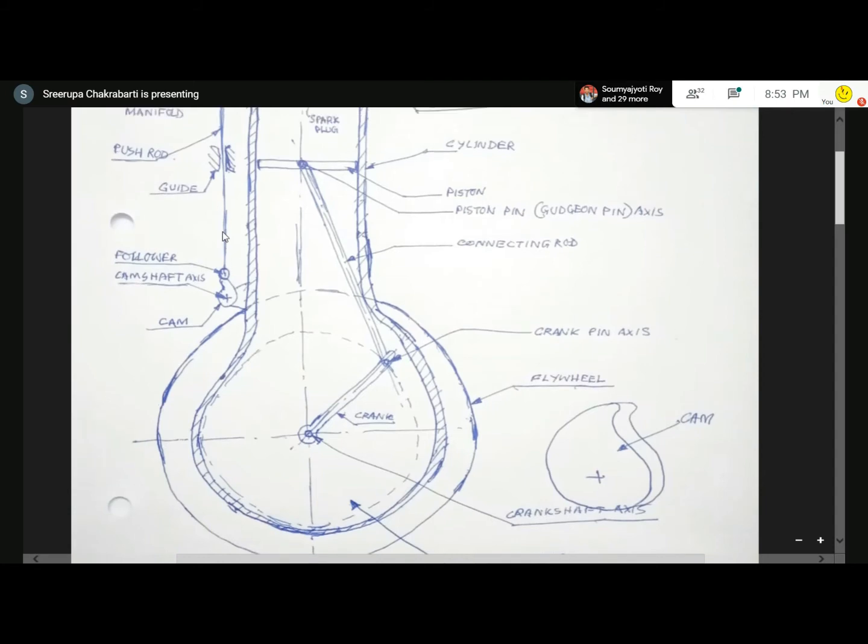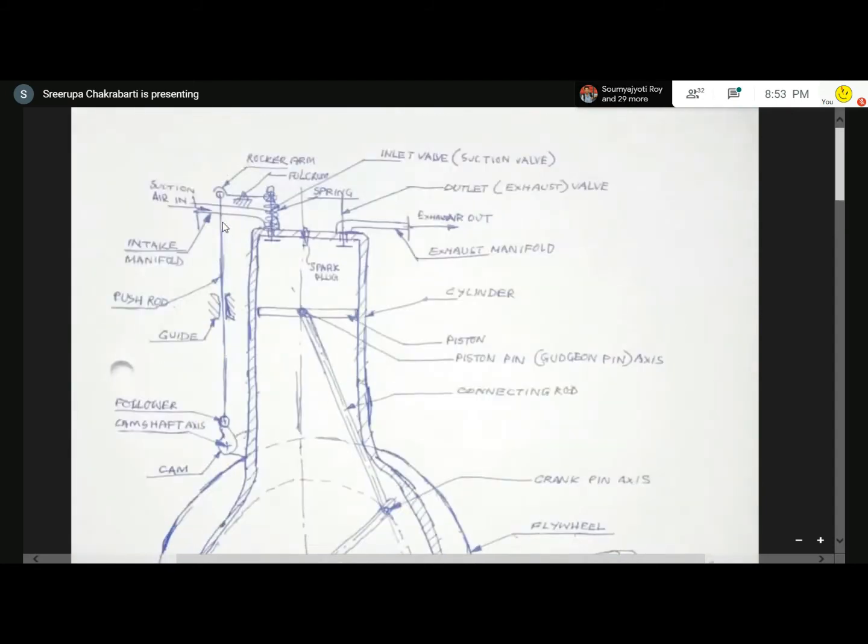And at the end of the push rod there is a sphere. On top of the sphere we have a rocker arm. It's called a rocker arm. There is a fulcrum here, and when the follower moves up, due to the lever action here.